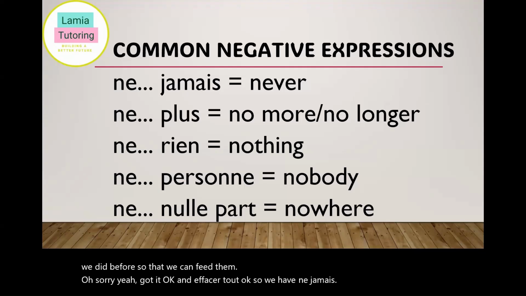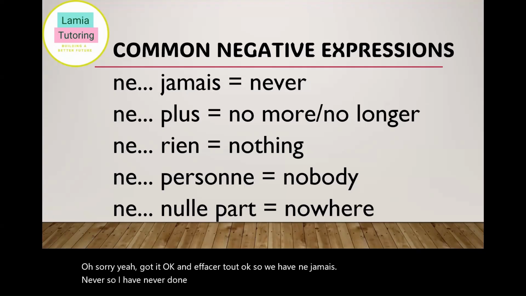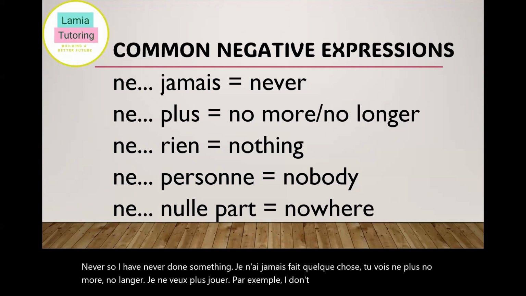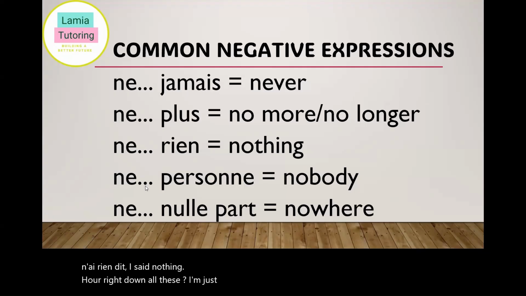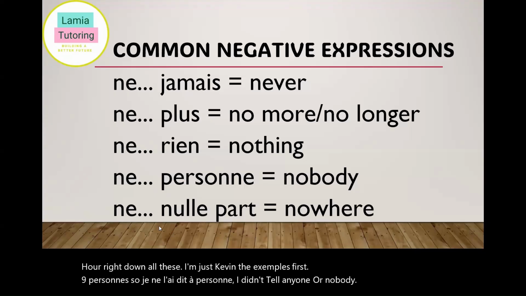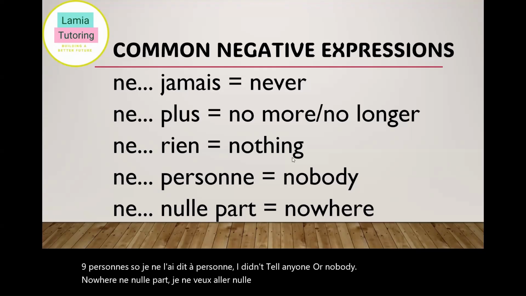So I have never done something. Je n'ai jamais fait quelque chose. Ne plus, no more, no longer. Je ne veux plus jouer, for example. I don't want to play no more. Ne rien. Je n'ai rien dit. I said nothing. I'm just giving you the examples first. Ne personne. Je ne l'ai dit à personne. I didn't tell anyone or nobody. Nowhere. Ne nulle part. Je ne veux aller nulle part. I don't want to go nowhere.